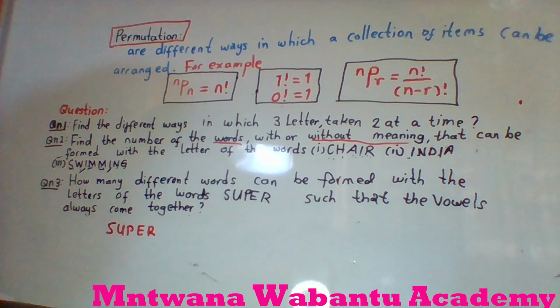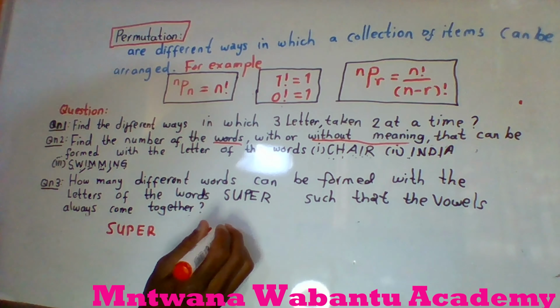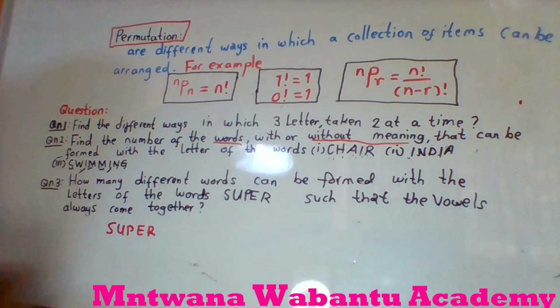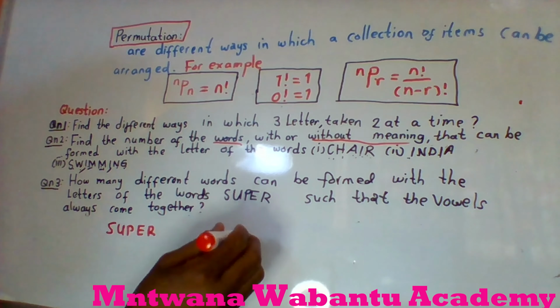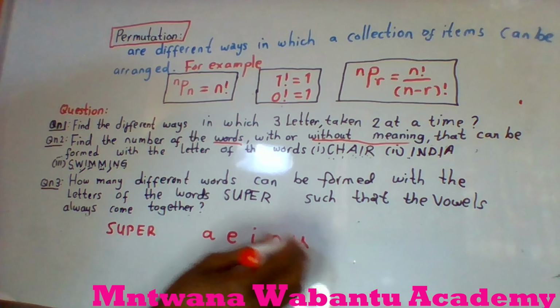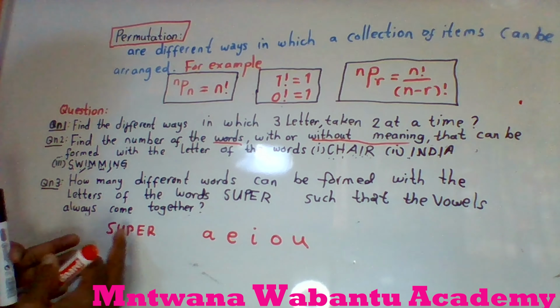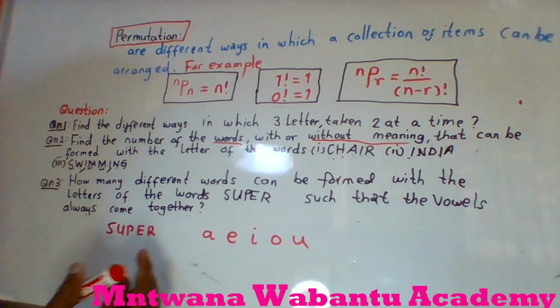So these are vowels. For other people who don't know, the vowels are A, E, I, O, U. A, E, O, U. These are vowels. So we want to see how you could arrange our super so that the vowels can come together.